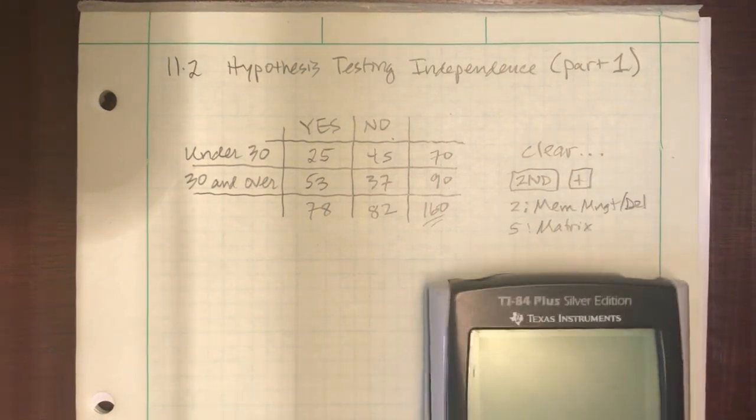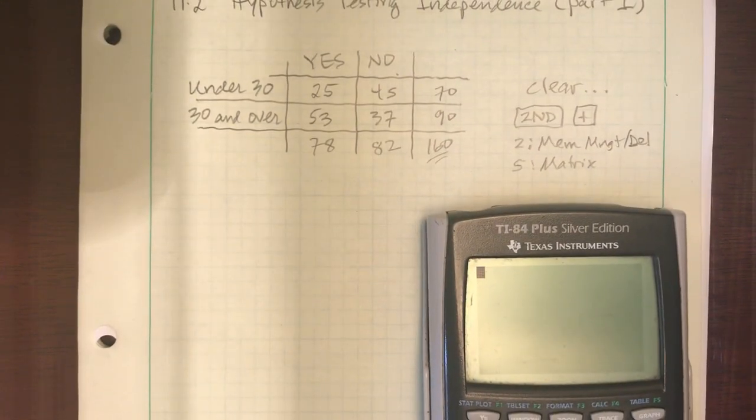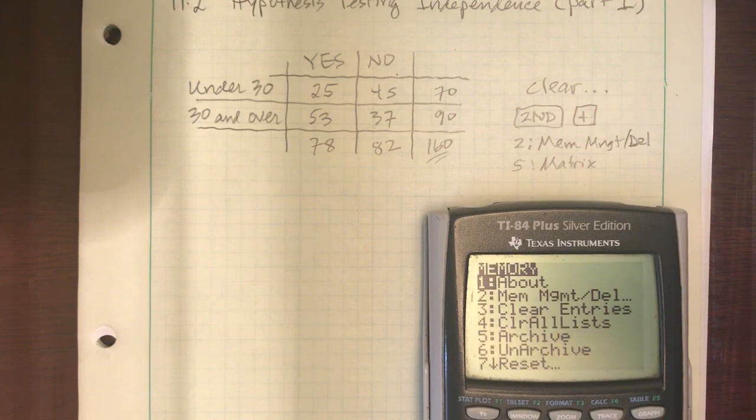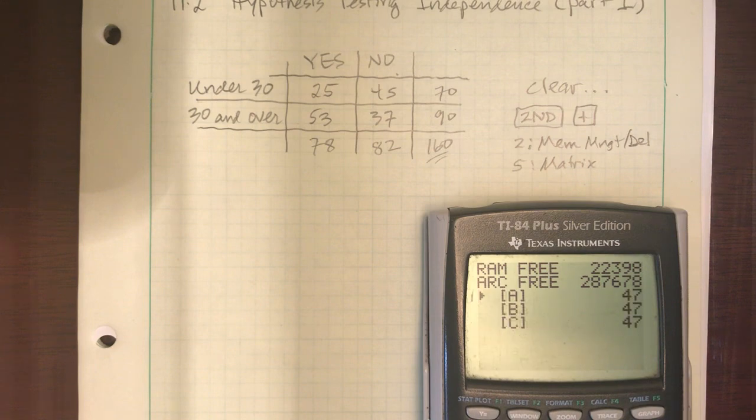So let me show you on my calculator. With it on, second and the plus sign. There's memory management and deleting, number 2. And then from this list, number 5, matrix. Now, a matrix in our calculator always shows up as a capital letter surrounded by these brackets. My calculator has 3 old matrices that were there, and I want to get rid of them, and all I do is hit the delete button until they're all gone.